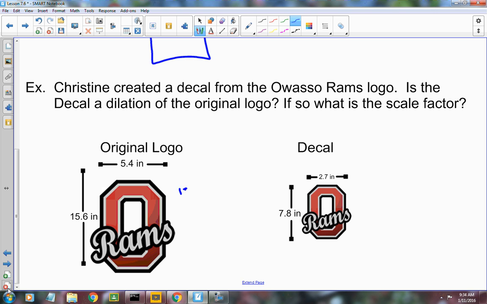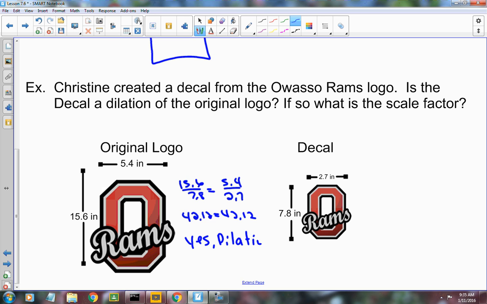So if I did 15.6 is to 5.4, and 15.6 is to 7.8, and 5.4 is to 2.7. And so what am I going to do to test that? Cross multiply, okay? Could I just reduce those fractions? I could, yeah, because if I reduce both of those, they're both going to be 2, right? If I cross multiply, I'm going to get 4212 equals 4212. So either way it works there, okay, to determine that. So, yes, this is a dilation.